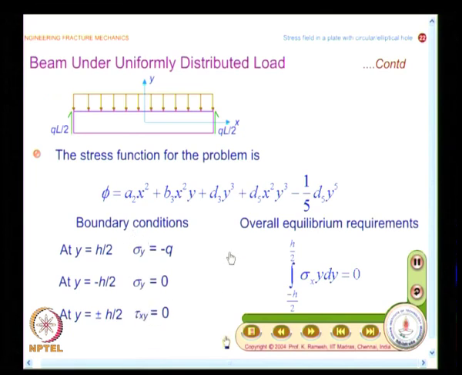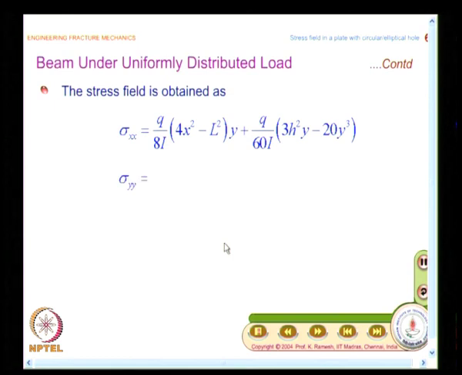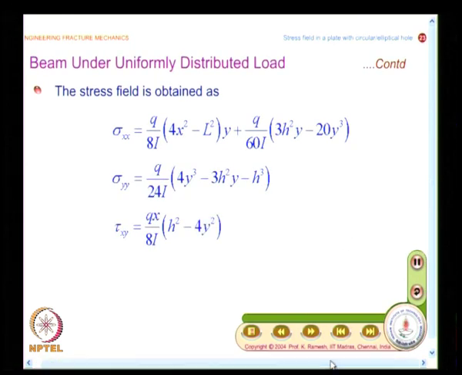So, we will directly look up what these stress quantities are, and I get sigma x x as q by 8 I into 4 x squared minus L squared times y. If you look at it like this, it looks as if it is something different. In essence, this is nothing but what you get from your flexure formula. This term is nothing but M y by I.